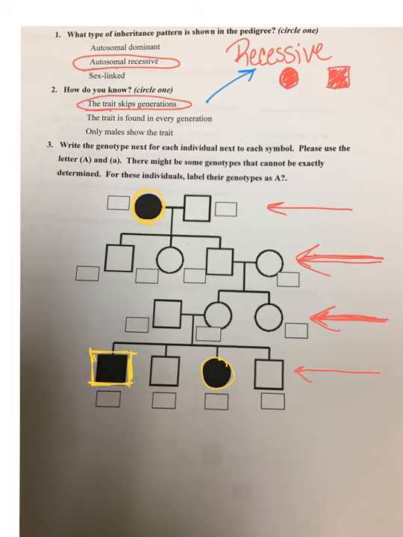Now in number 3 it says write the genotype next to each individual, next to the symbol. Place the letters A or little a. So we are using capital and lowercase a to represent our alleles and our genotypes.